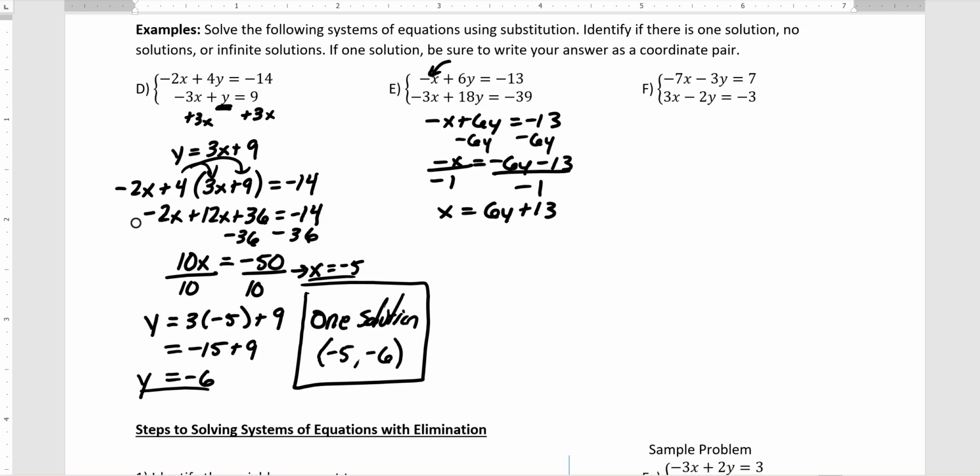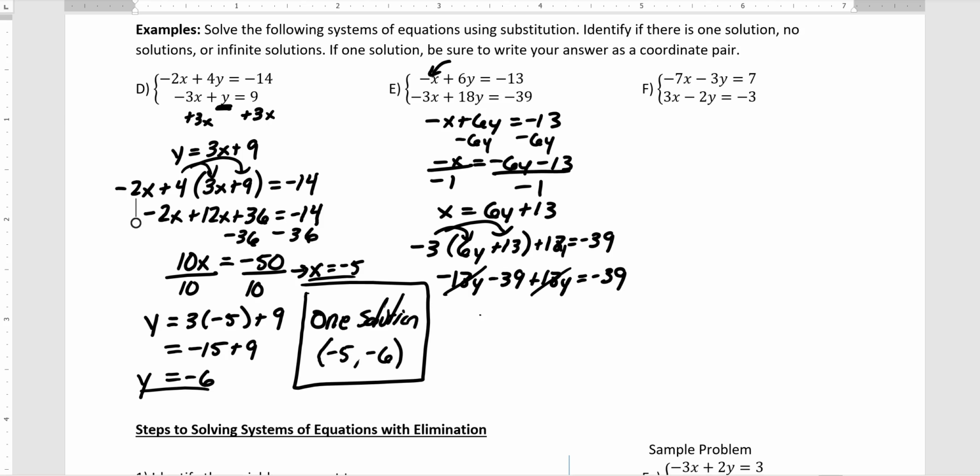Now with that, I'm going to plug that into the bottom equation. So I'm going to have negative 3 times 6y plus 13 plus 18 equals negative 39. Distribute my negative 3 out here, so I'll have negative 18y minus 39 plus 18y equals negative 39. Well, what do we see here? Negative 18y plus 18y is going to cancel out. I'm left with just negative 39 equals negative 39. That is a true statement, and if we get a true statement when we do this, what does that mean? That means that there are infinite solutions.